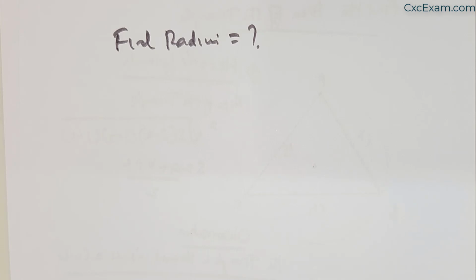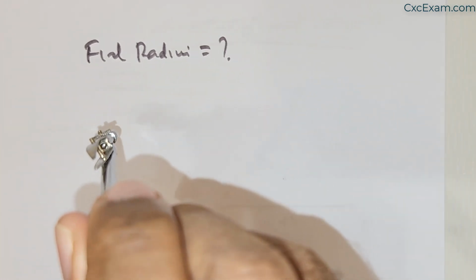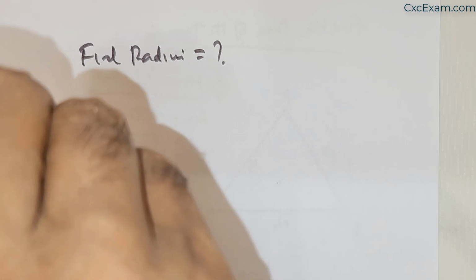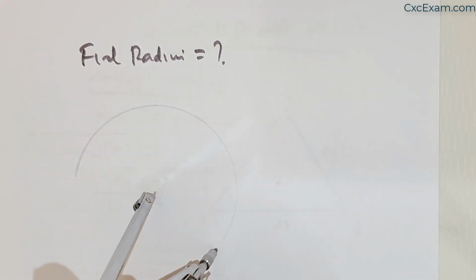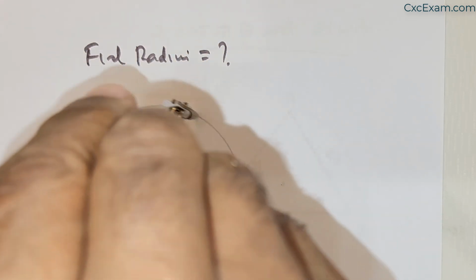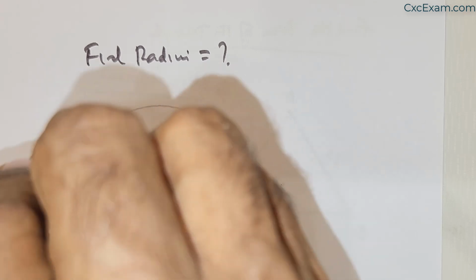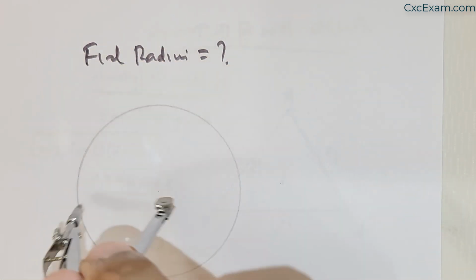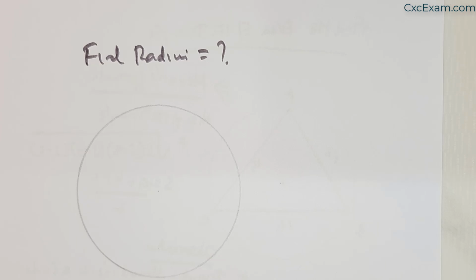Next question. Now this wants us to get the radii of the circle, but there is a catch in this. The catch is that we have a triangle inside the circle, so we are actually looking for the circumradius.